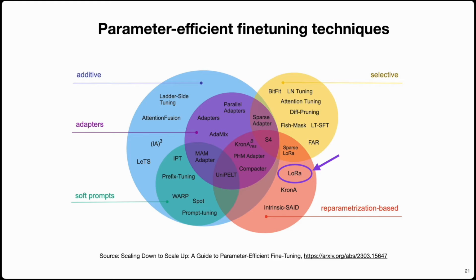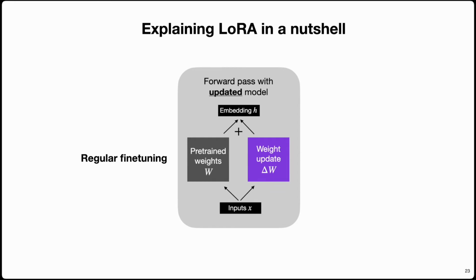So the most popular technique for parameter efficient fine-tuning right now is called LoRA, which stands for low rank adaptation. I wanted to briefly talk about what low rank adaptation is. Low rank adaptation is a technique that takes a large weight matrix update and factorizes this. So in a nutshell, here I'm showing you the regular fine-tuning where we have the pre-trained weights of a model. So we go from the inputs and we want to produce these output embeddings.